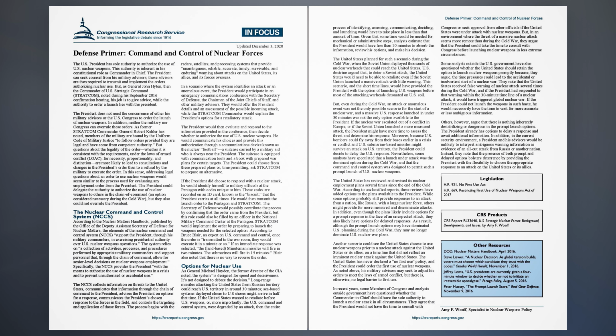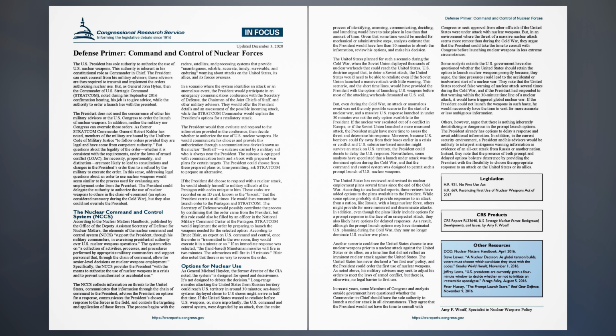The United States has reviewed and revised its nuclear employment plans several times since the end of the Cold War. According to unclassified reports, these reviews have added options to the plans available to the president. While some options probably still provide responses to an attack from a nation, like Russia, with a large nuclear force, others might provide for more measured and discriminate attacks. In addition, even though the plans likely include options for a prompt response in the face of an unexpected attack, they also likely have options for delayed responses. As a result, although the prompt launch options may have dominated U.S. planning during the Cold War, they may no longer dominate U.S. nuclear war plans.